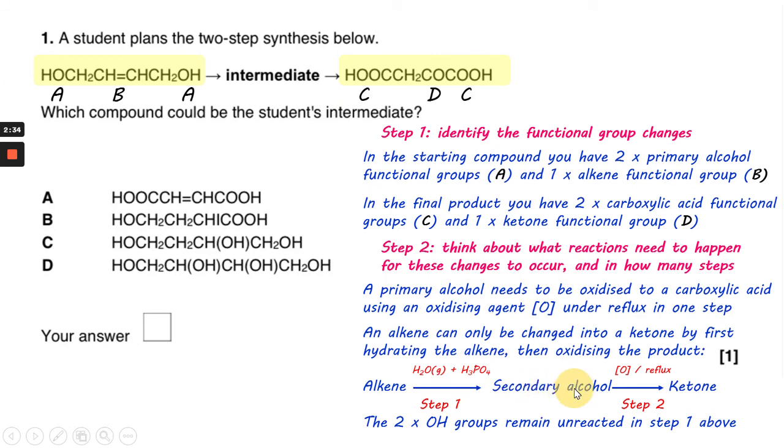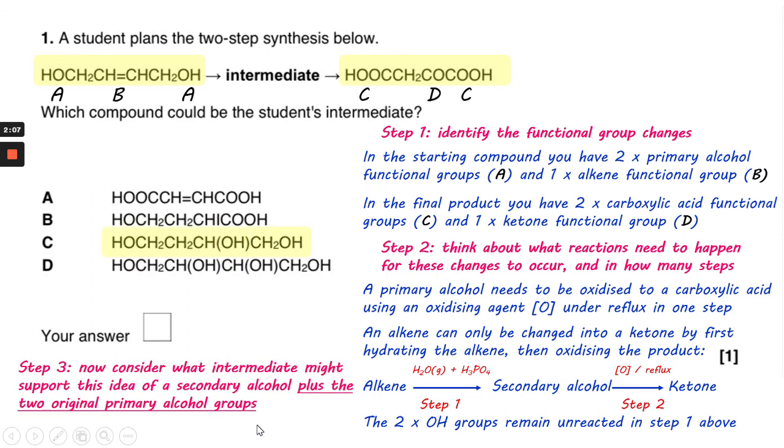So our intermediate must contain two primary alcohols and a secondary alcohol, which under reflux and in the presence of an oxidizing agent turn into our carboxylic acid groups and a ketone. So the only possible intermediate we've got is this one here. So we've got two primary alcohols plus a secondary alcohol. So we now need to think about which answer that's going to be. Obviously it's going to be answer C.